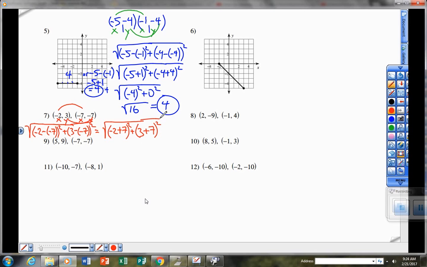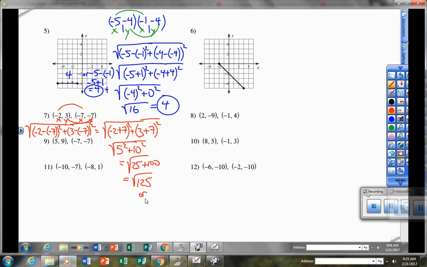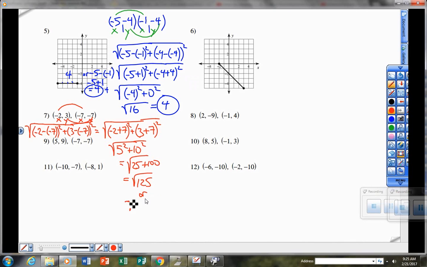Negative 2 plus 7 gives me 5 squared plus 10 squared. That gives me 25 plus 100, which is 125. And if I tried to simplify that, that would be 25 times 5, which gives me square root of 25 times 5. When I split it in half, that gives me root 25 times 5, which ends up reducing into 5 root 5.